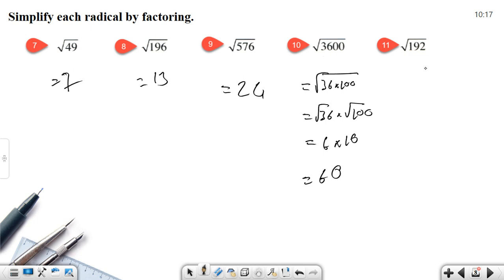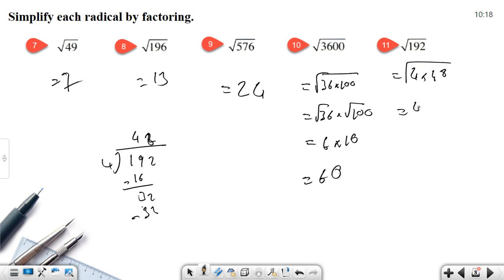192. I don't think it's a perfect square. I know 196 is. 192: is it divisible by 4? Yes. Let's try. 192 divided by 4 is 48. So it equals 4 times 48. That's not enough. 48 equals 16 times 3.